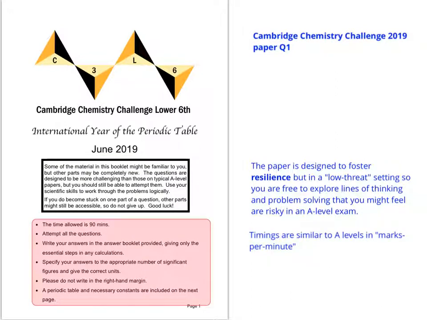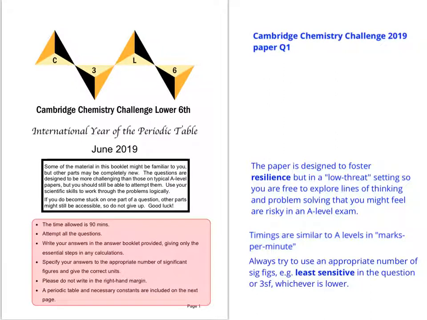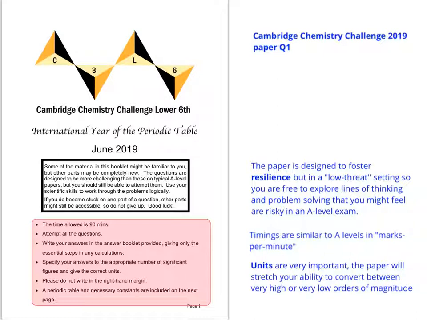So timings are similar to A-levels in terms of marks per minute, approximately 1.3 minutes per mark. And when you use significant figures, go for the least sensitive in the question. That's what they mean by an appropriate number of significant figures. Or if you're not sure, 3 significant figures is a good starting point. And it goes without saying that units are very important, because the paper will try and stretch your ability to convert between very high or very low orders of magnitude. So you'll find yourself dealing with very large or very small numbers in your calculator. Don't be put off by this. This is deliberate, so that it makes sure that you follow the courage of your own convictions and have confidence in your mathematical skills and see them through to the end.